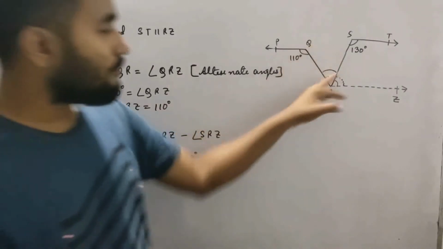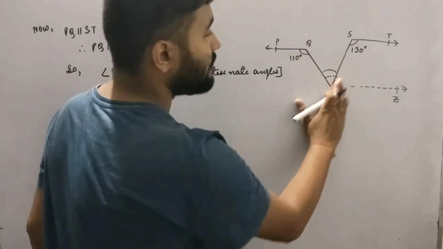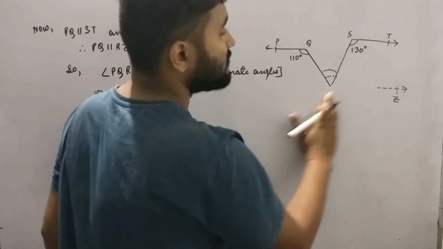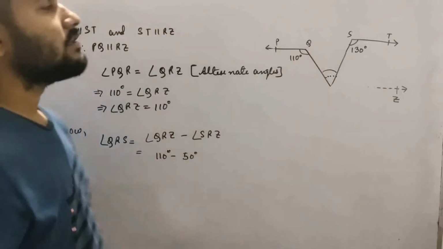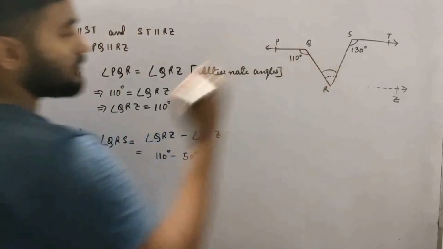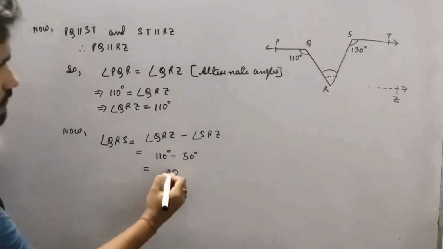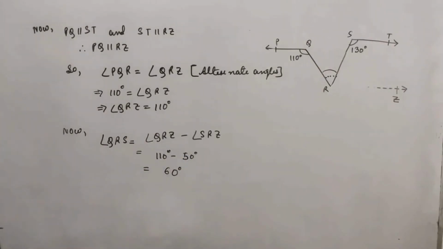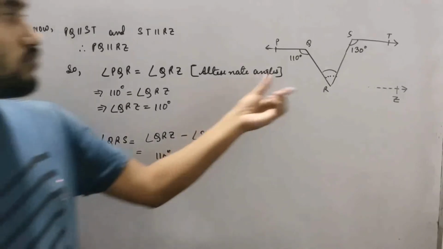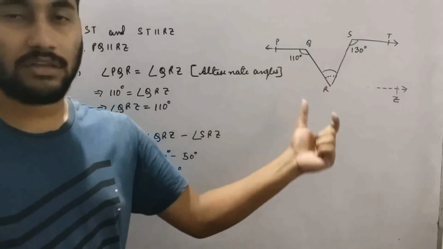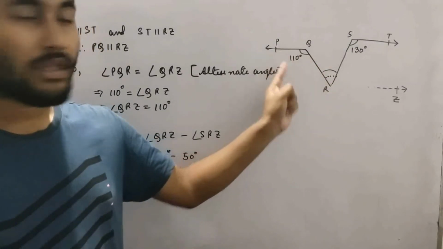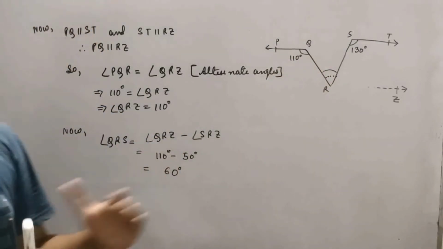So you see, from this complete angle, if I subtract this 50 degrees, this part, what will remain? QRS will remain, isn't it? So subtracting, this is 60 degrees. So the value of angle QRS is 60 degrees. You see, there were two points similar to question number 3: this alternate angle part and this subtraction part. Same like question number 3.